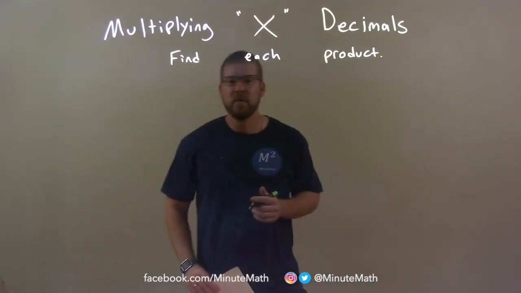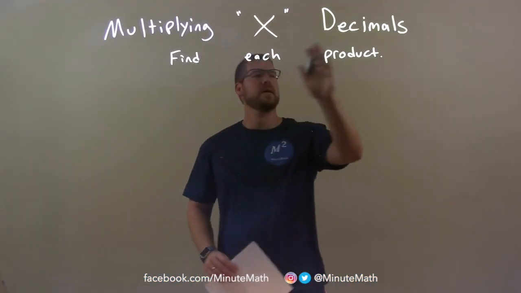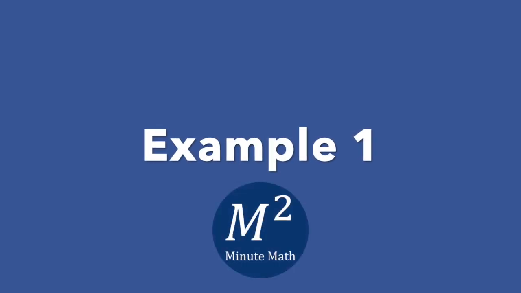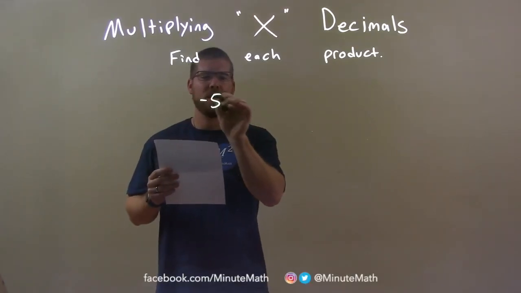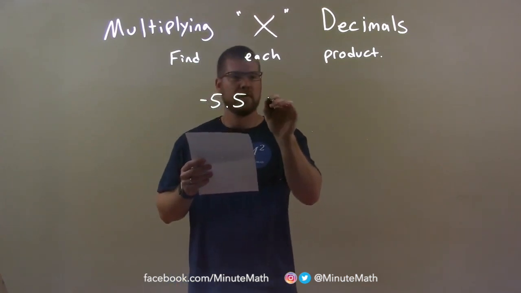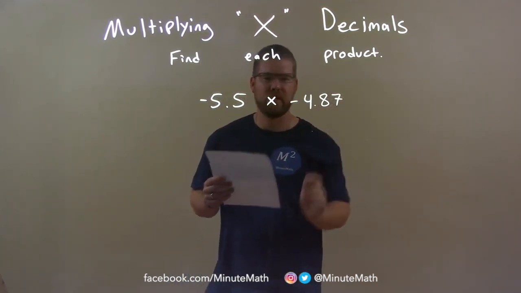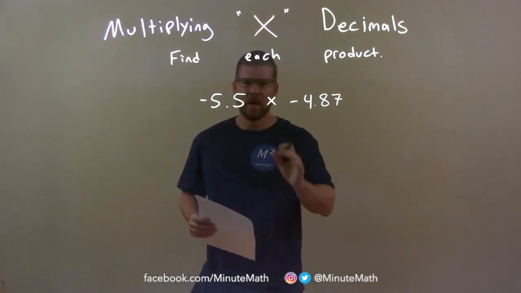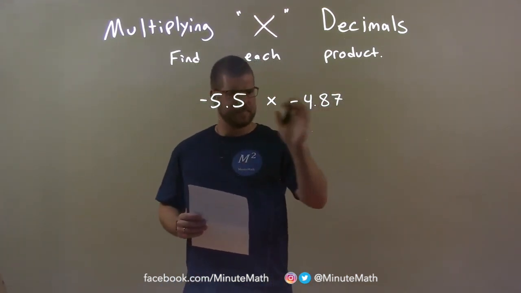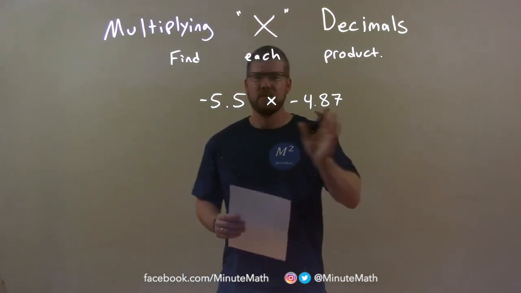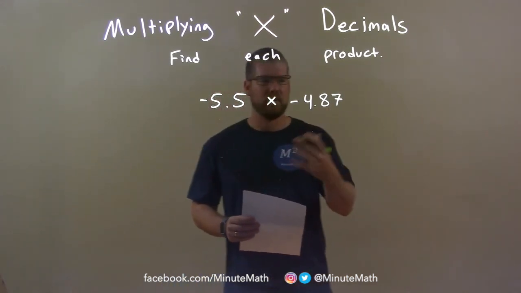Sean Gannon, and this is Minute Math, and today we're going to learn about multiplying decimals and find each product. Negative 5.5 times a negative 4.87. Okay. Now the one thing I want to look at these two. I ignore the negatives right now. I just deal with the positive numbers, and I'll deal with the negative at the end.